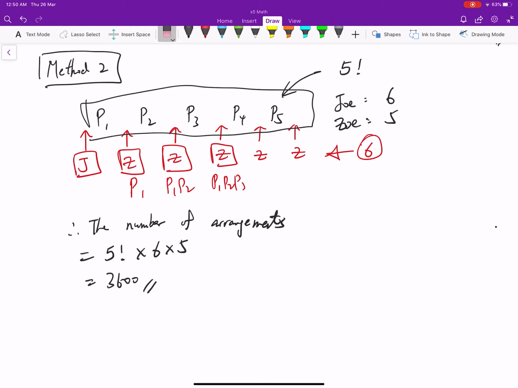This method is actually quite advanced, but it is very useful, and it is a typical type of question in Hong Kong DSE. So I hope you can become familiar with this skill. Sometimes you cannot use method 1, you must use method 2. It just depends on how the question asks. So I suggest you be familiar with these 2 methods to do part B.